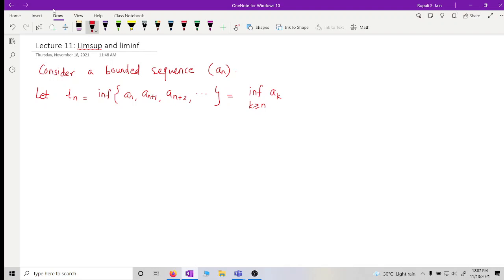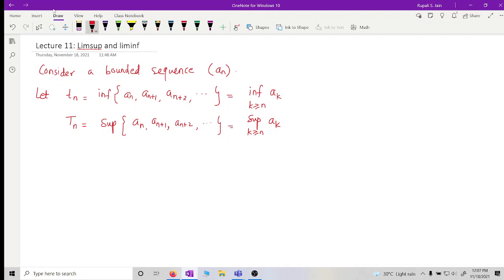And we define capital T_n as the supremum of a_n, a_(n+1), a_(n+2) and so on. We can write this as the supremum taken over k greater than or equal to n of a_k. Can you see whatever I have defined, small t_n and capital T_n?